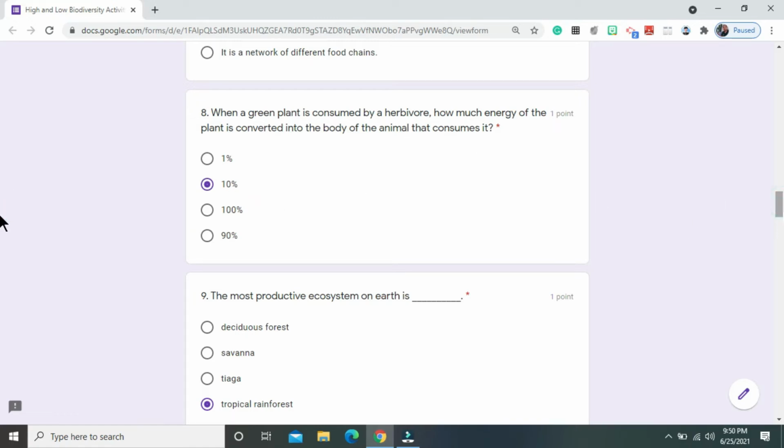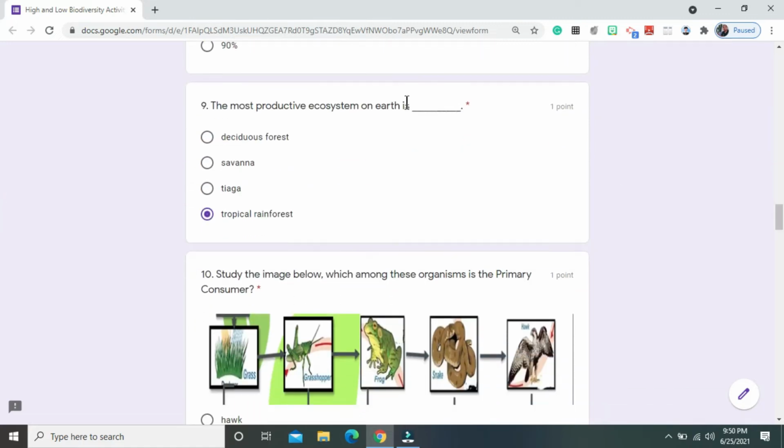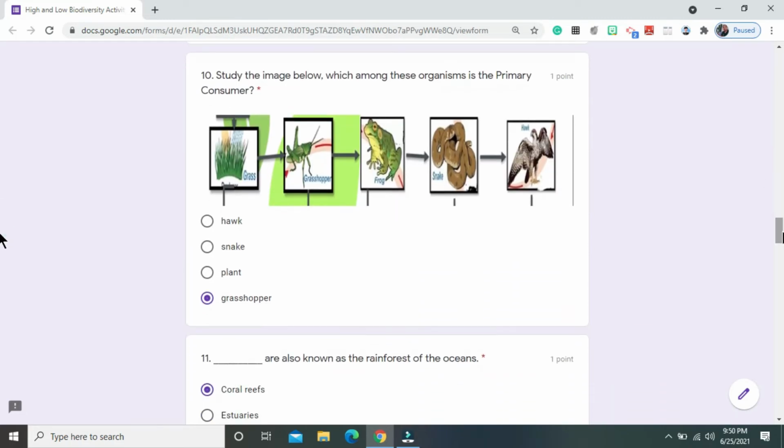Question number 9. The most productive ecosystem on Earth is? The correct answer is tropical rainforest. Question number 10. Study the image below. Which among these organisms is the primary consumer? The correct answer is grasshopper.